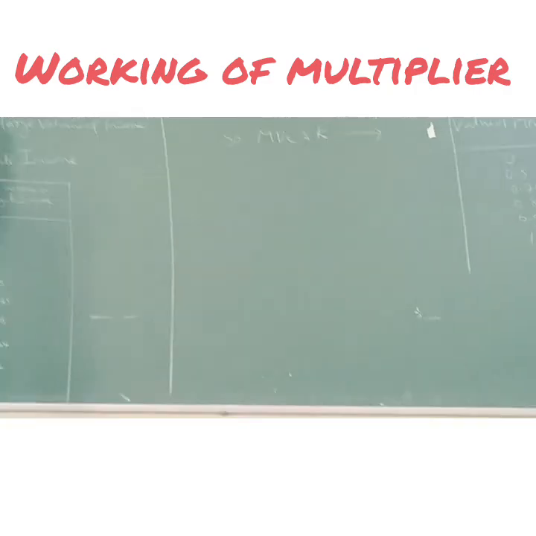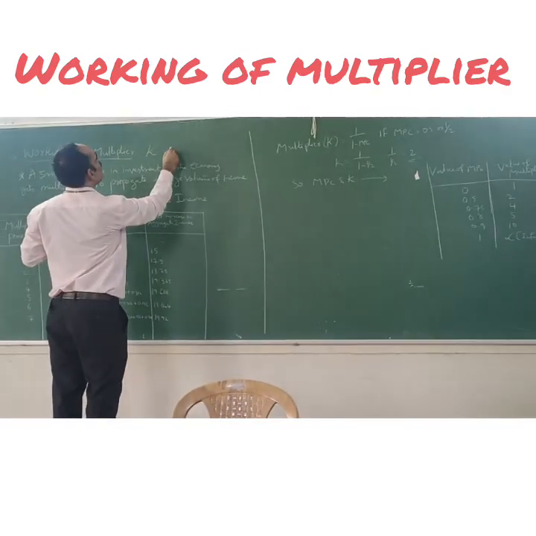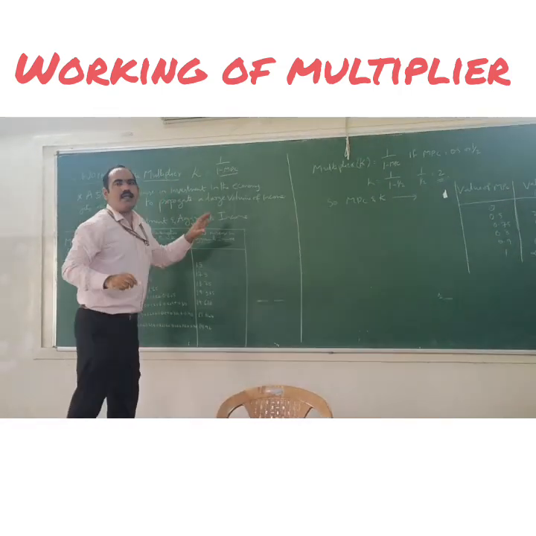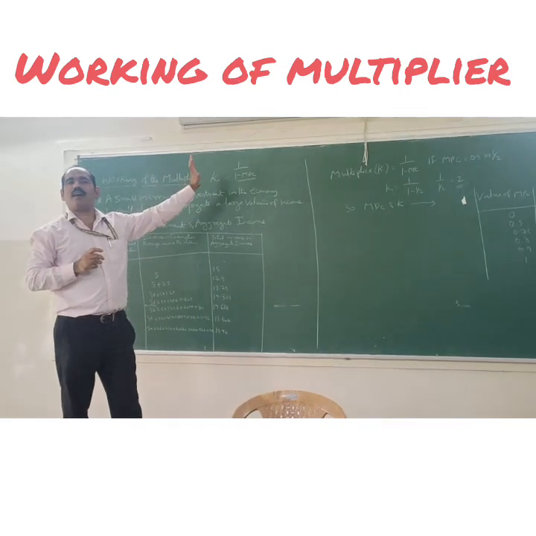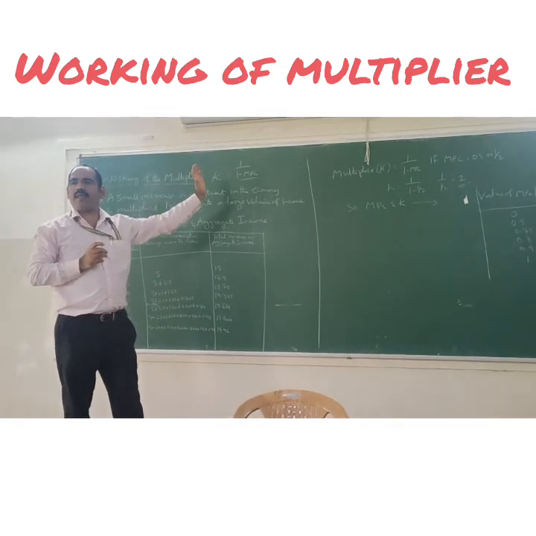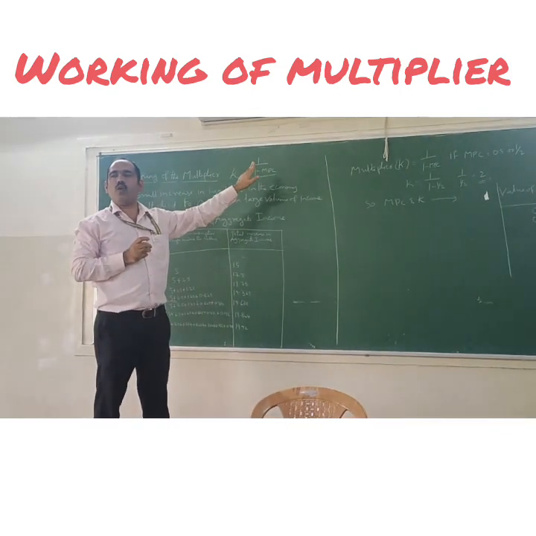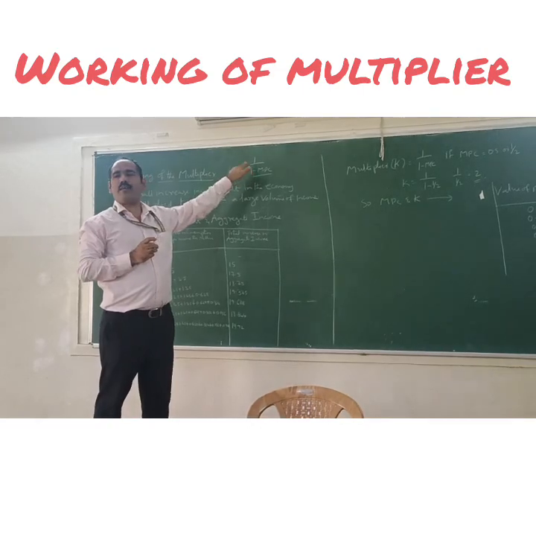It is symbolically stated as K. K is equal to 1 by 1 minus MPC. So here MPC is a factor which decides the amount of multiplier in the economy. MPC is marginal propensity to consume. So K is equal to 1 by 1 minus MPC.